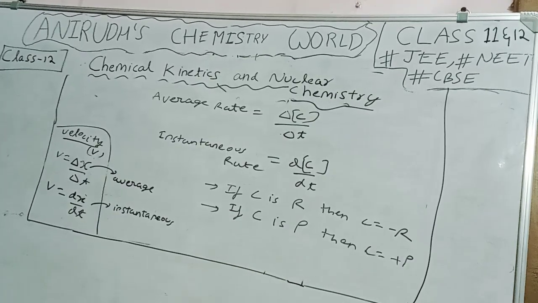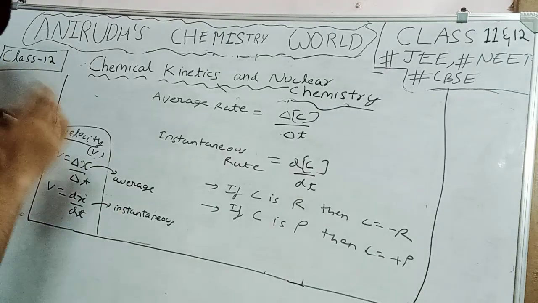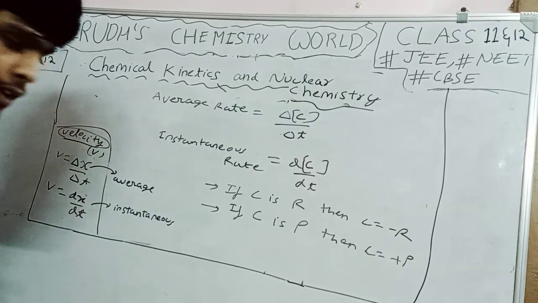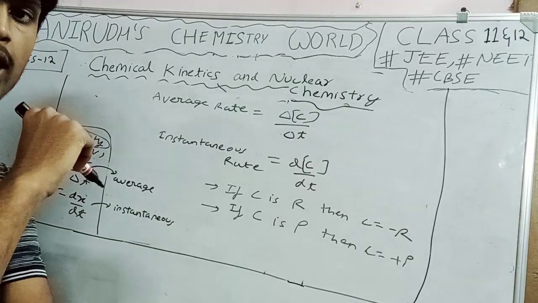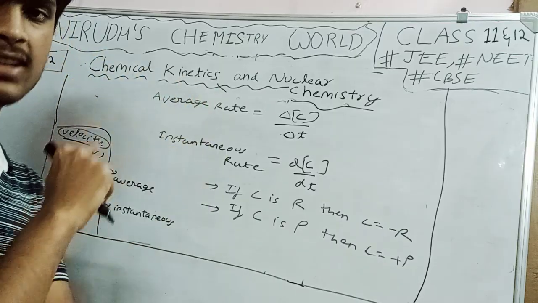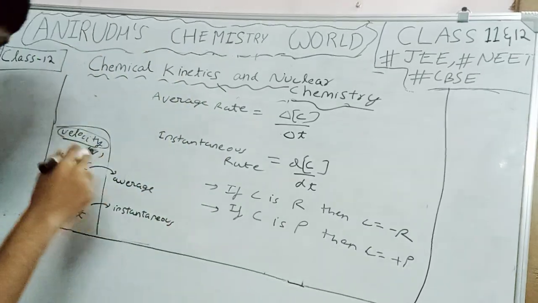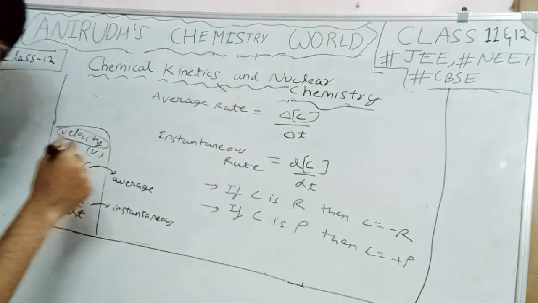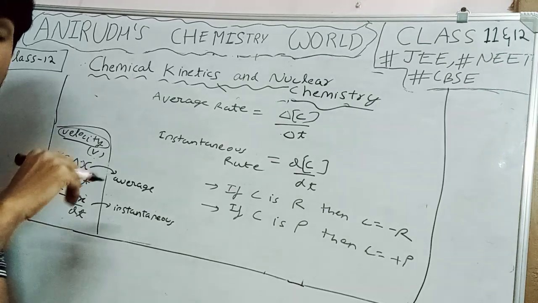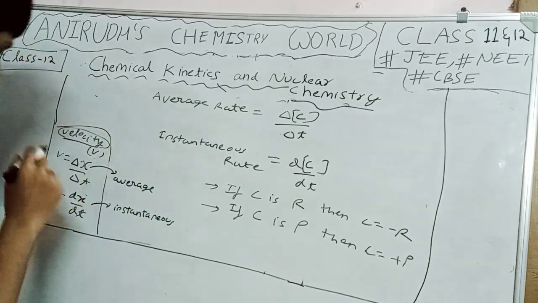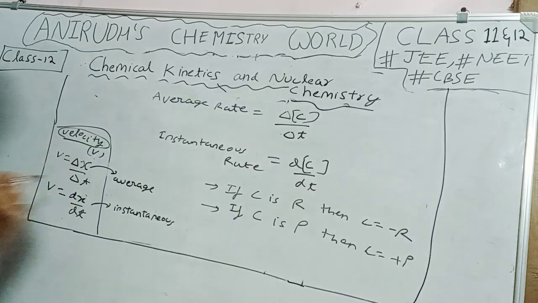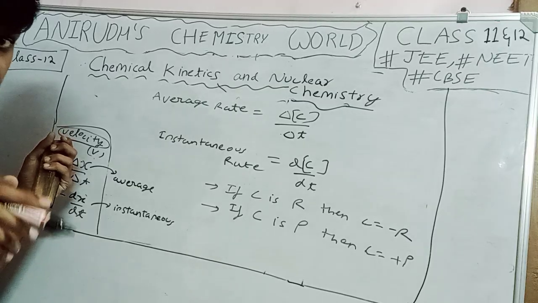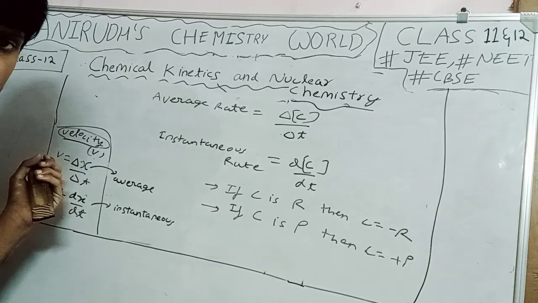Now I have written, you just compare this velocity v, or you can take acceleration also. If you take velocity v, you will have two types of velocities, that is average velocity and instantaneous velocity. I already told you, but I am telling you again so that it's easy for you to understand. Average velocity v is equals to delta x by delta t, and instantaneous velocity is v is equals to dx by dt.